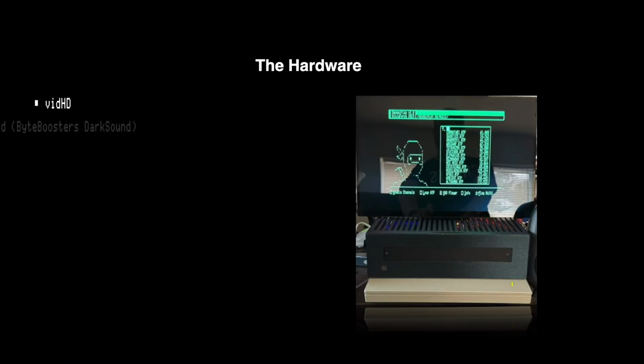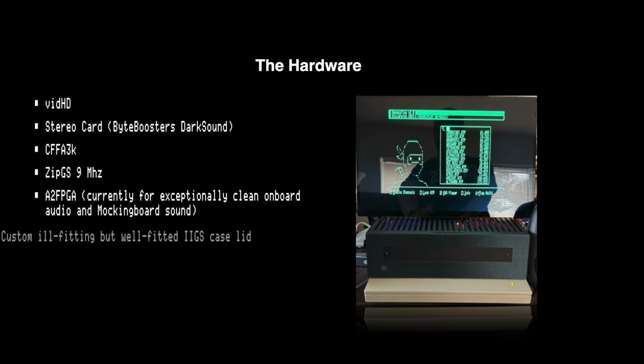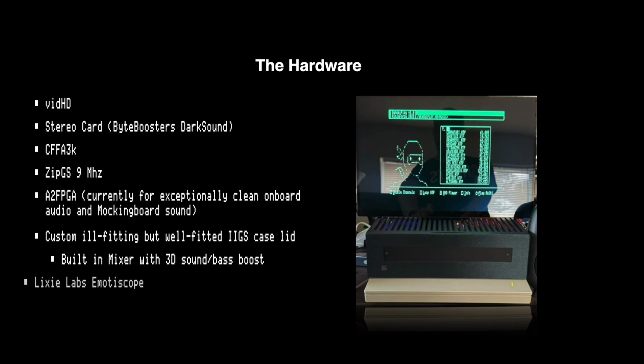Before I show you the software, let's look at the hardware. In this Apple IIGS ROM 3, we have a VidHD, a stereo card, CFFA 3000, 9 MHz Zip, an A2 FPGA, right now used as onboard audio and Mockingboard, and we have the custom, ill-fitting but well-fitted 2GS case lid, 3D printed, and it has a built-in mixer with 3D sound and bass boost, and a Lixie Labs Emotoscope.